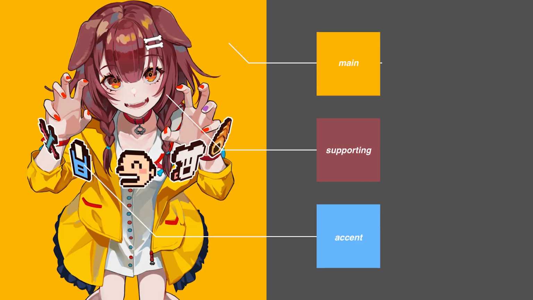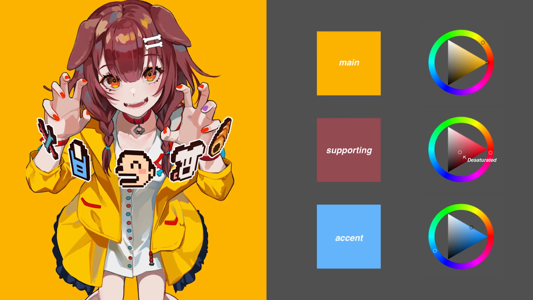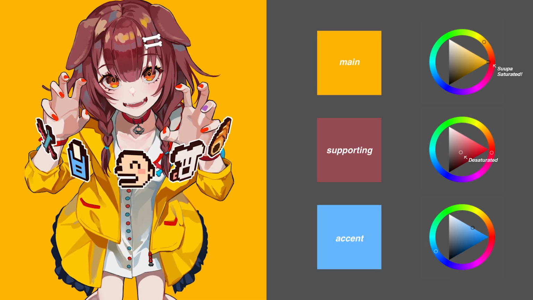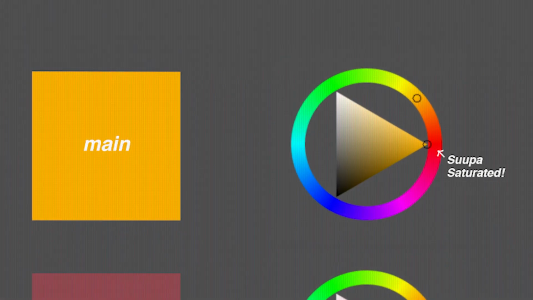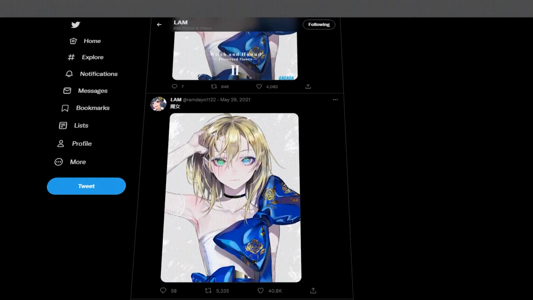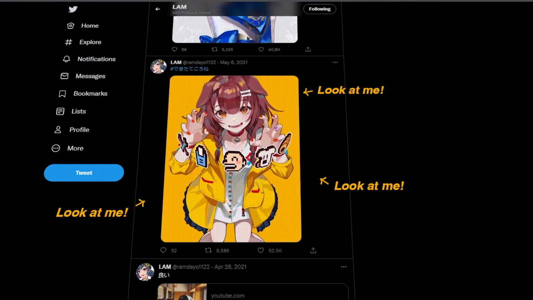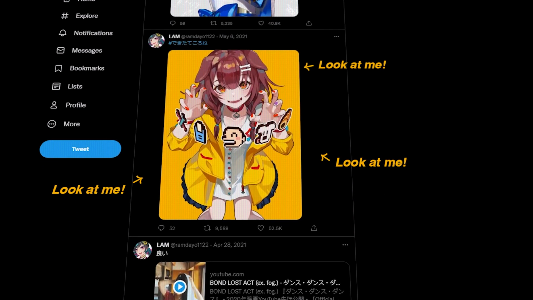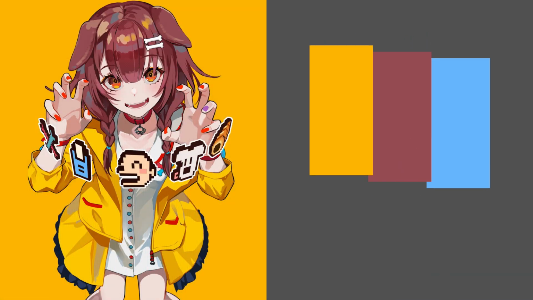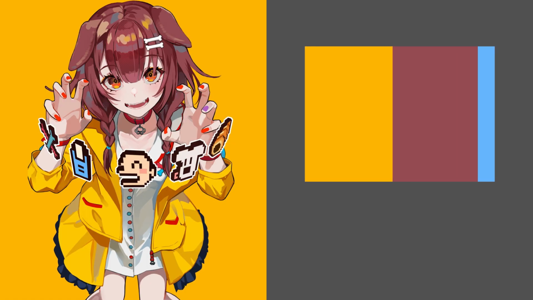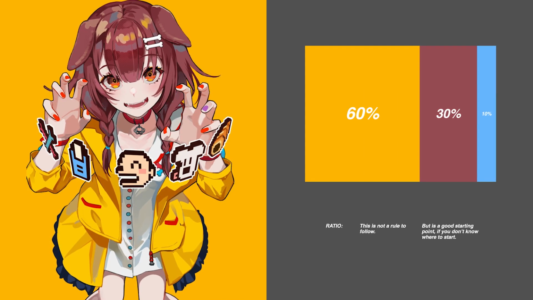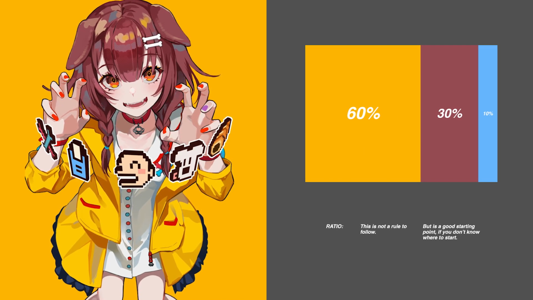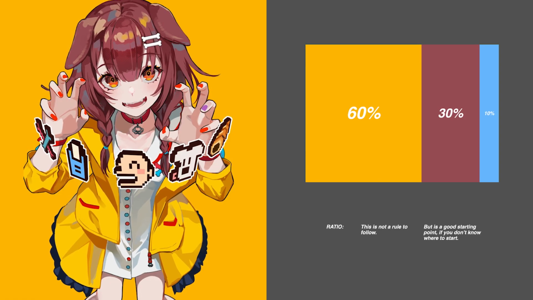Sometimes, it's more beneficial if you desaturate the supporting colors, keeping only the main colors super saturated, and I mean really saturated. LAM is not afraid of using bright and bold colors to grab the attention of the people scrolling through social media. Also, keep in mind the ratio of the 3 colors in the illustration. As a starting point, I personally try to keep the colors at something like 60%, 30%, and 10%.